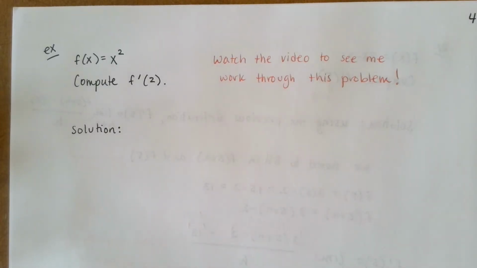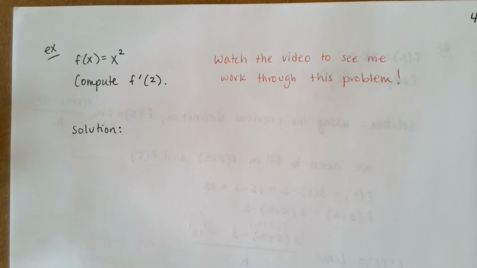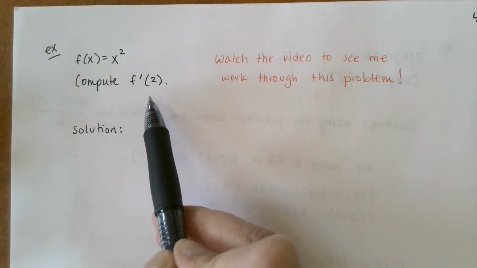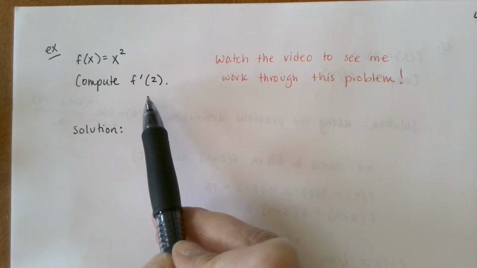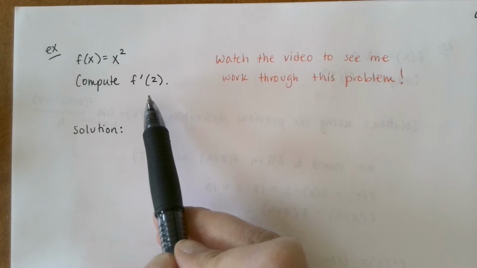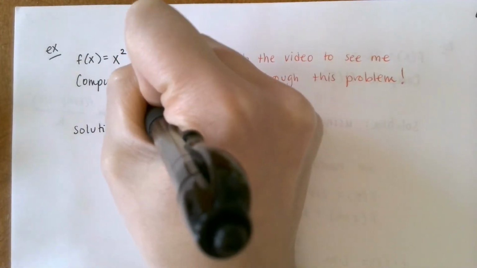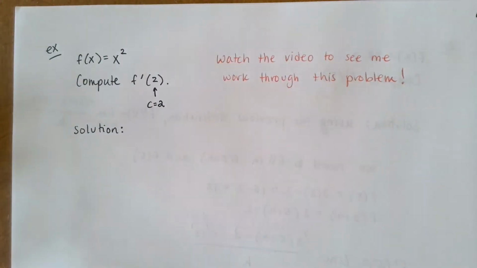Hi everyone! In this video I'm going to do the example problem in the notes that are posted. So I have f of x equals x squared and I'm asked to compute f prime of 2. That's how I would say this term right here is f prime of 2, and that's also the derivative of f at 2. So I'm going to use the definition of the derivative that we had on a previous page, and we'll note that in that definition my c value is that 2 right there.